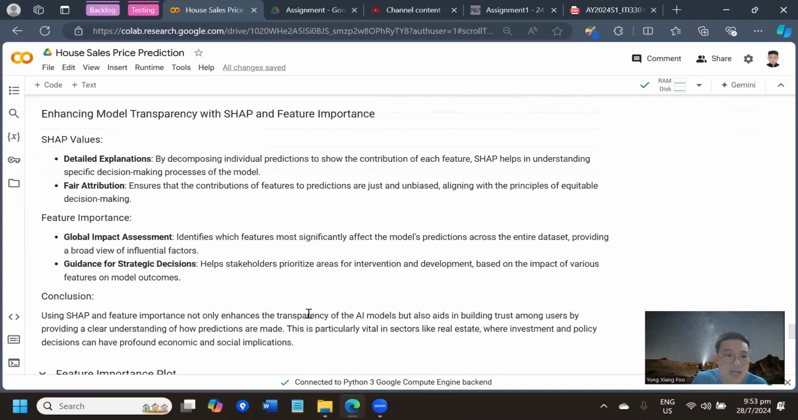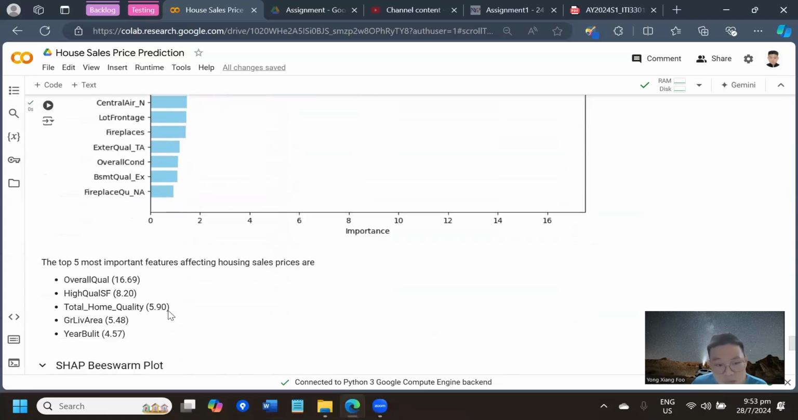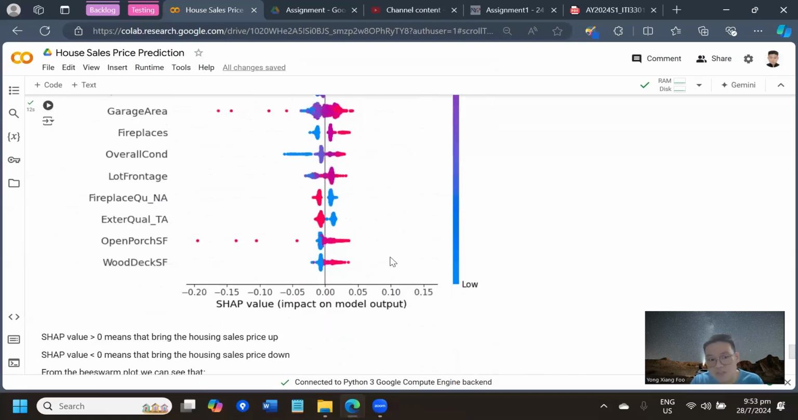So I use feature importance and SHAP. For feature importance, the 5 most important features include overall quality, high quality, and total home quality. You can see that some of the important features are features I made myself. So this means that the features I made are quite useful in predicting sales price. Then this is also a bee swarm plot to show that the higher the overall quality, the higher the SHAP value. So the higher SHAP value means the higher sales price. A positive SHAP value means increased sales price, a negative SHAP value means decreased sales price.